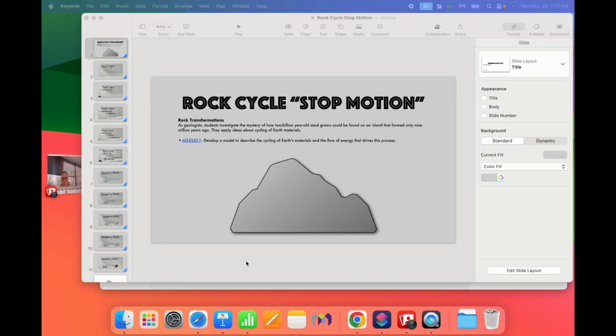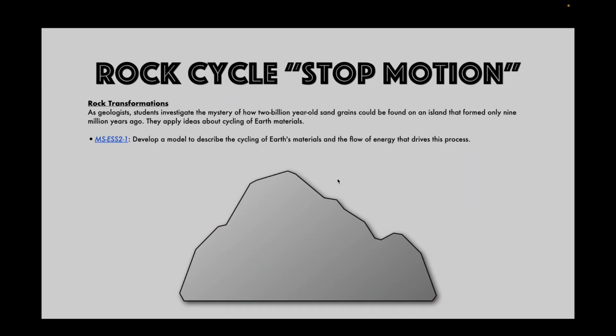I'm going to show you how to use the stop motion idea within Keynote and then using Photo Booth to be able to do this. So this is the template that I created to be able to show the rock cycle on here within Keynote, and I just took pictures using Photo Booth.